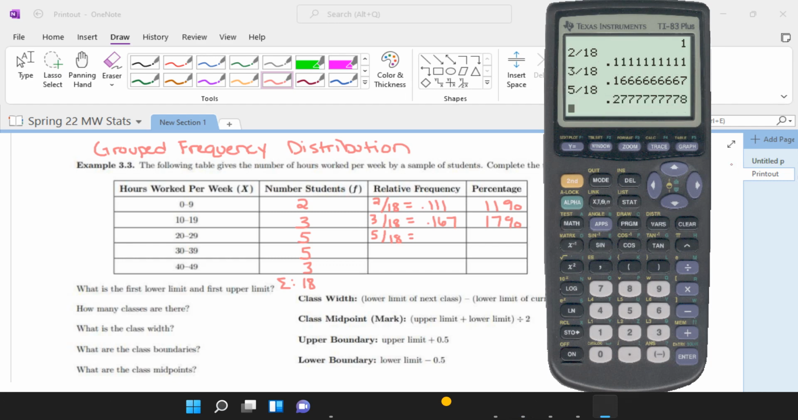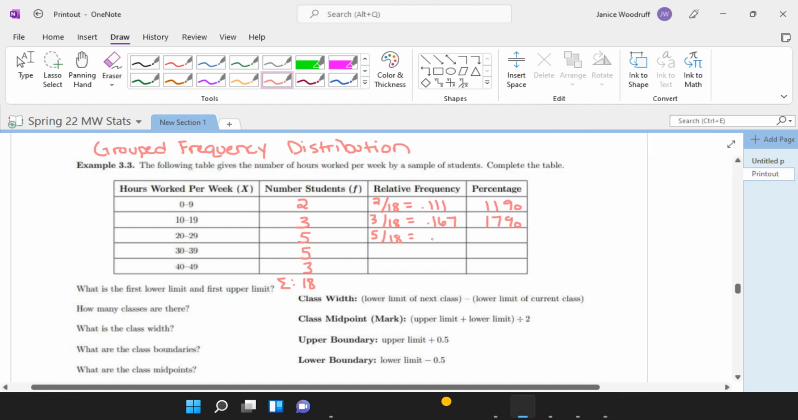Yeah, 0.278. And then as a percentage, I would go ahead and round that to 28%. And then 30 to 39 hours is the same, so that's going to be a 0.278 again, and 28%. And then 40 to 49 is 3 out of 18, which we did in the 10 to 19 category. So we can copy that over as well. 0.167, so 17%.